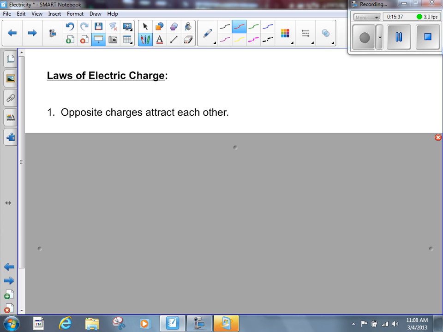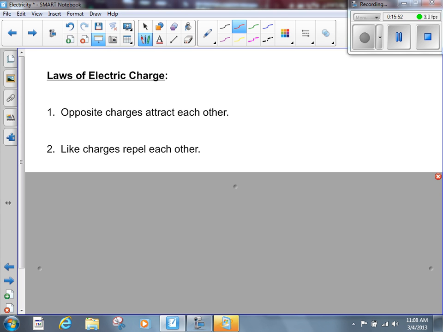Second one, take a stab at what the second one is. You can tell me now that you've seen the first one. If opposite charges attract each other, then... good. Same charges repel, or like charges repel.